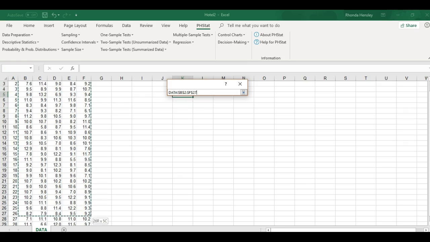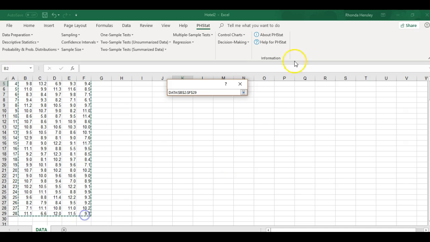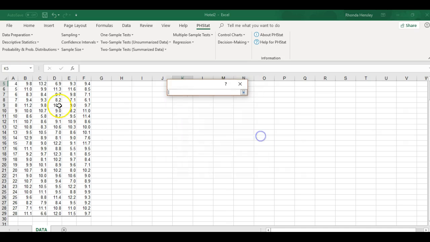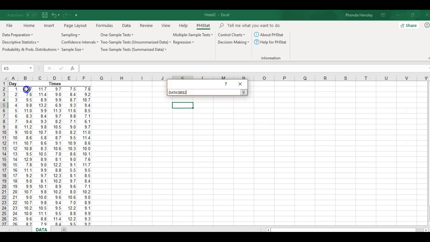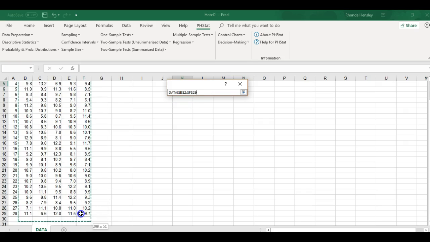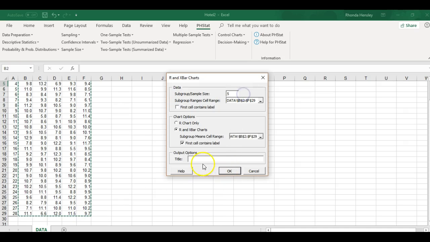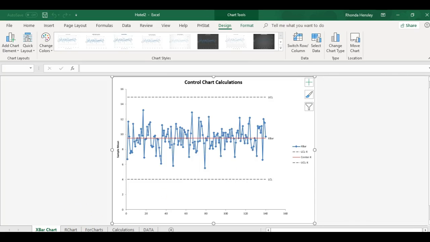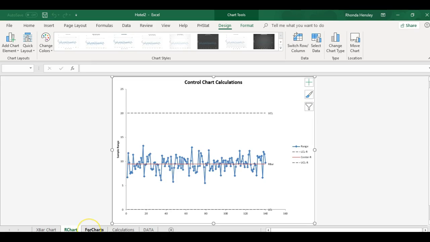I don't think it's going to work this way. I think I've messed up, but I'll try to select it and see. Uncheck this box, and then I want X bar and R. So I go back and select just the data, not the day number and not the title, and take out these two check boxes. And I think I can say okay, but it may or may not work. No, what it's done is calculate it for everyone. So I messed up.